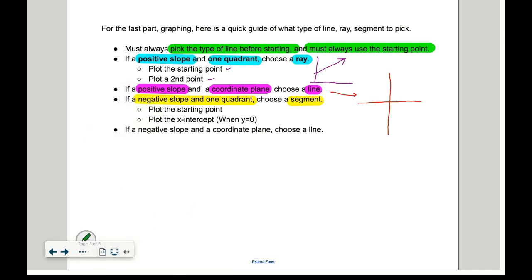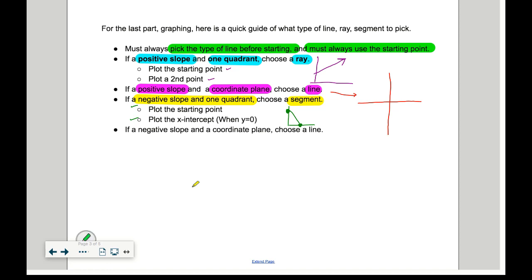So what this one's going to look like is here's your one quadrant, your segment is going to go like that. That's where you choose your starting point and the x-intercept. Where does it cross down here, and up here? You have to start with those.